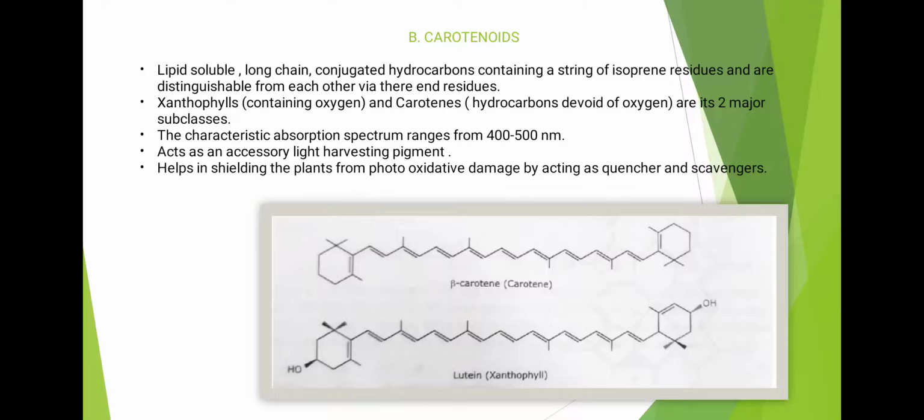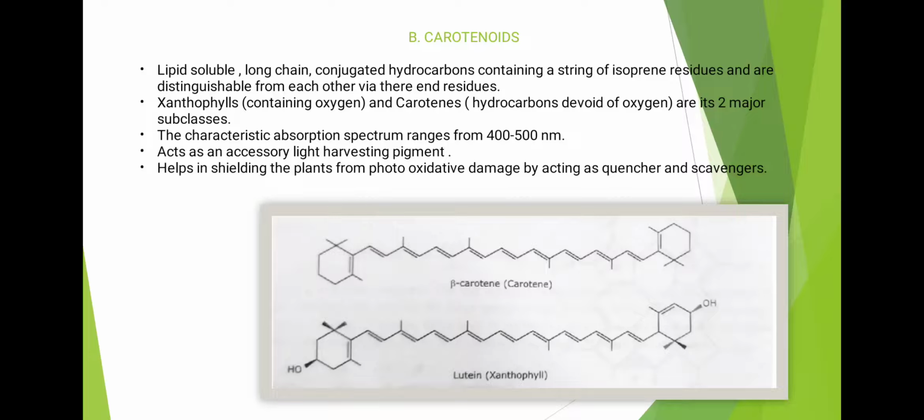Okay. Now they can be subdivided into two major classes. The first one is xanthophylls, which contain oxygen, and the second one is carotenes, which are purely hydrocarbon and don't contain any oxygen. Their characteristic absorption spectrum is 400 to 500 nanometers, and they are responsible for the yellow coloring of leaves in autumn or the orange color of carrots. These pigments are mainly responsible for their color.